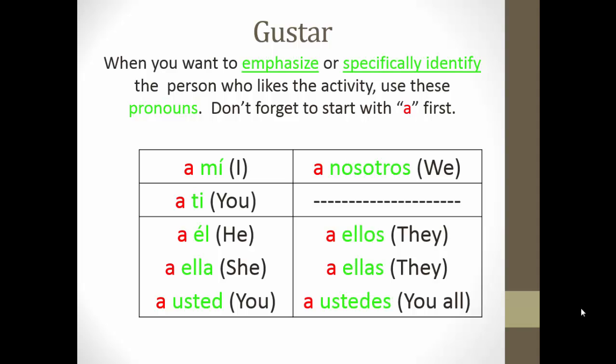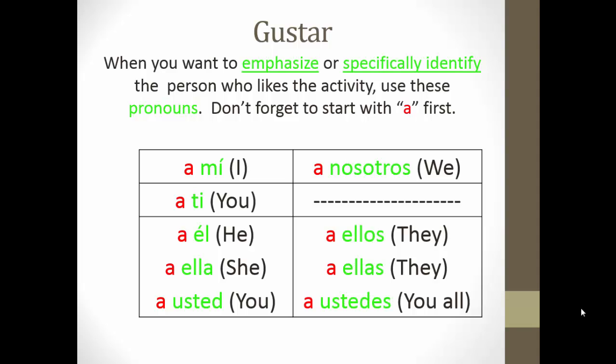Remember, because le gusta can mean he, she, or you formal like something, if you put a él before the le, that tells us specifically that it's he who likes it. Let's look at the plural side. A nosotros nos gusta is giving emphasis. We really like something. A ellos les gusta, a ellas les gusta, and a ustedes les gusta shows specifically who likes to do the activity.